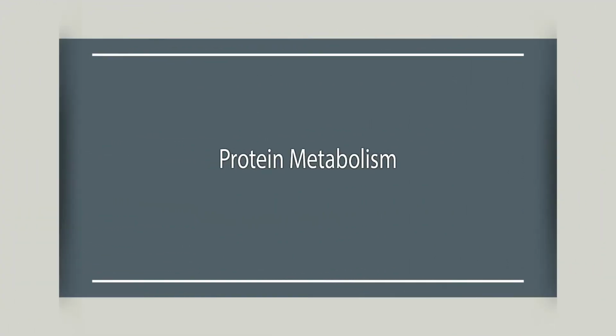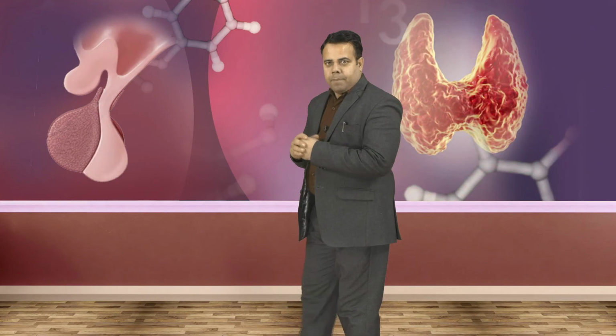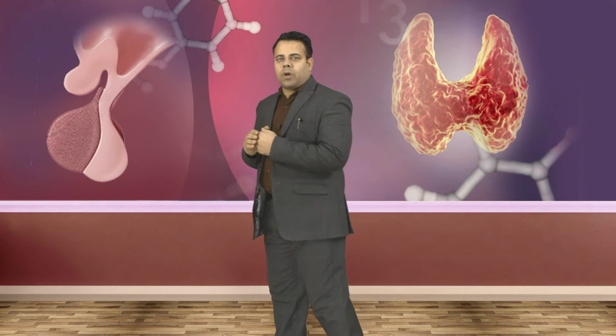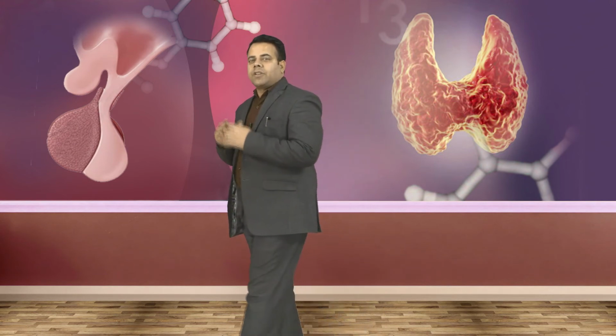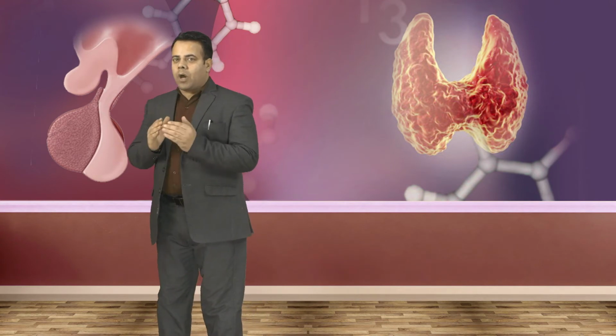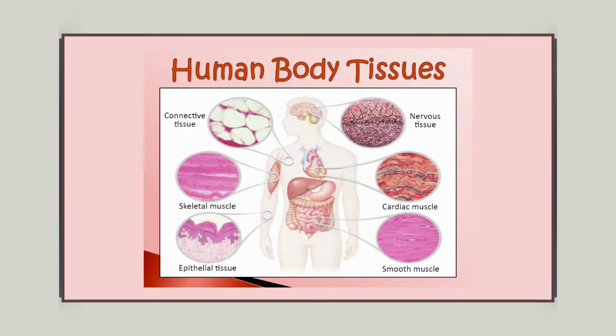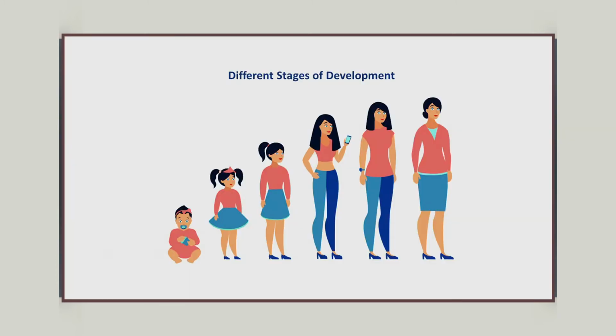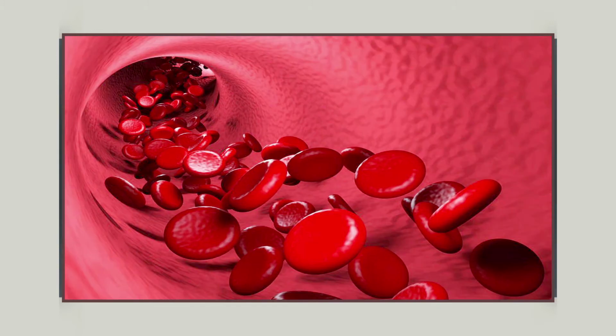Dear students, let's now discuss another function of the thyroid hormone, that is protein metabolism. Many aspects of protein metabolism are influenced by thyroid hormones, and these relate to both anabolic and catabolic actions. These effects vary according to the tissue, the stage of development, and the level of the circulating hormones in the blood.